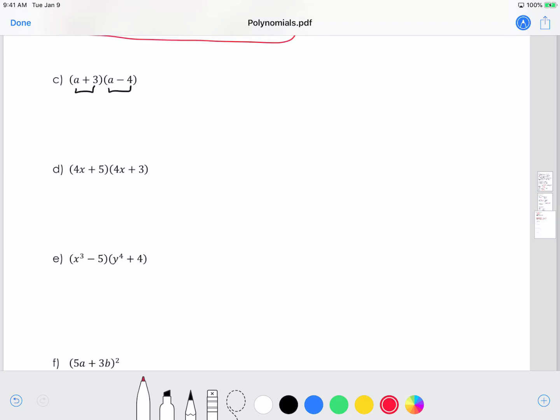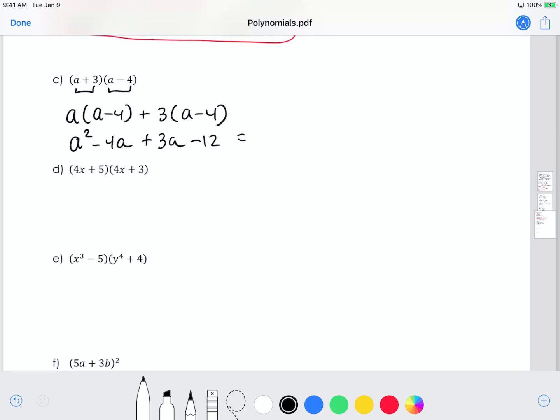So I have to take a times a minus 4, and then 3 times a minus 4. I have to take the a times everything in the parentheses with the a minus 4, and then take the 3 times everything in the parentheses with the a minus 4. So a times a is a squared, and then a times minus 4 is minus 4a. Then I take 3 times a, which is 3a, and 3 times the negative 4 is a negative 12.